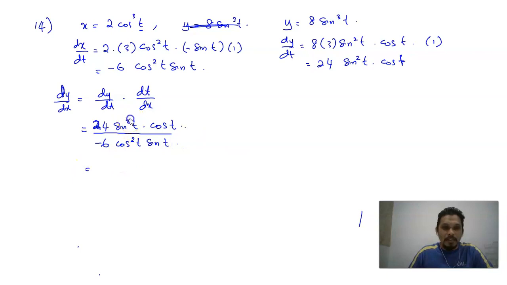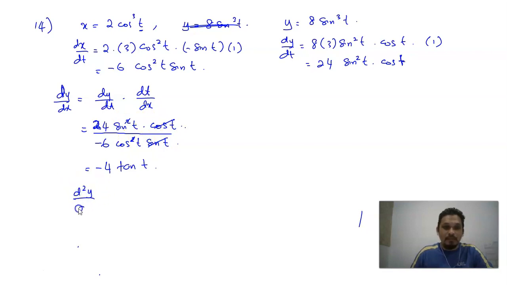Okay, sine squared divided by sine, cos divided by cos squared. 24 divided by negative 6, 24 divided by 6 is 4, negative. Sine over cos is tangent t. So dy/dx equals negative 4 tangent t. 24 divided by 6, 6 times 4 is 24. So sine squared, one of it cancels with sine, and cos with one of the cos.